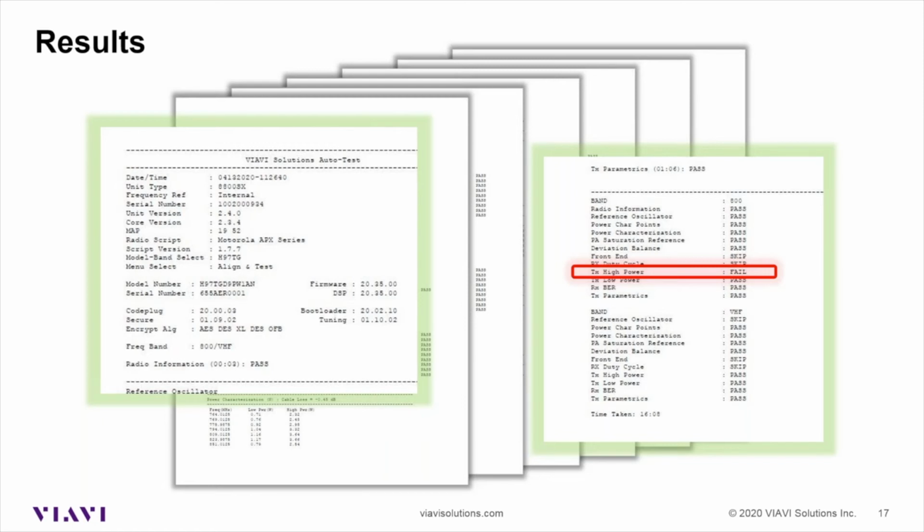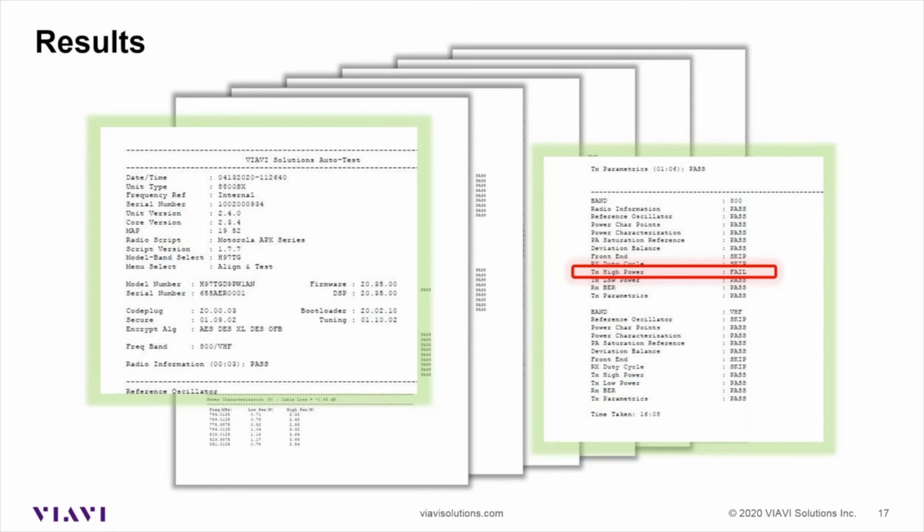There's another thing that we can do with these results too, though. Because we have all of the tests stored in there, we can look at those results and we can say, well, this transmit power failed. Why did it fail? So we go to that test, we look at that data, and we evaluate it, just like you would if you were manually testing a radio and you have a failure. You start troubleshooting, right?